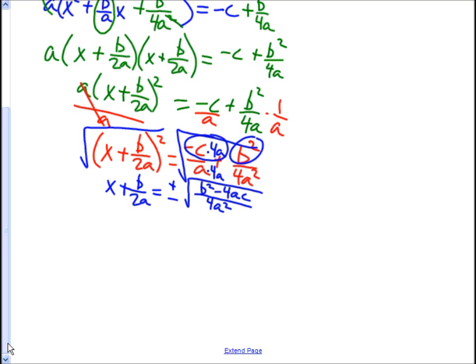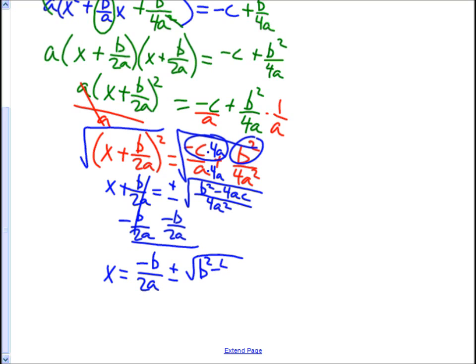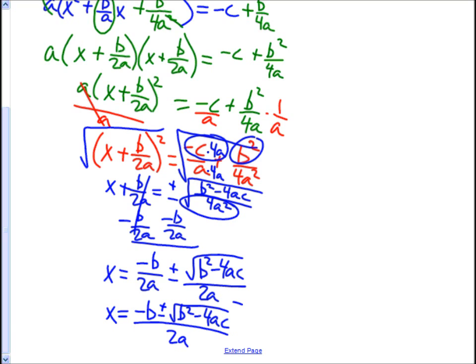So now all I got to do is subtract this b over 2a from both sides. So x equals negative b over 2a plus or minus the square root of this top here, b squared minus 4ac. And notice you got the square root of this bottom. What's the square root of 4a squared? 2a. Okay, got a common denominator there. So x equals negative b plus or minus the square root of b squared minus 4ac, all over 2a.